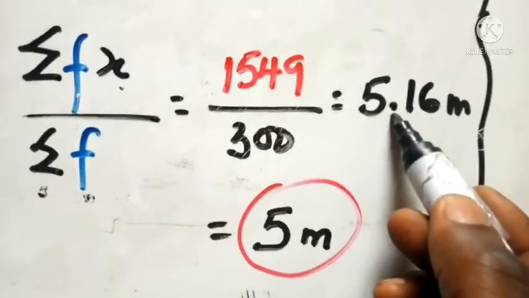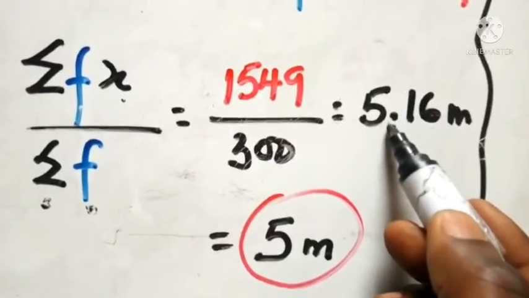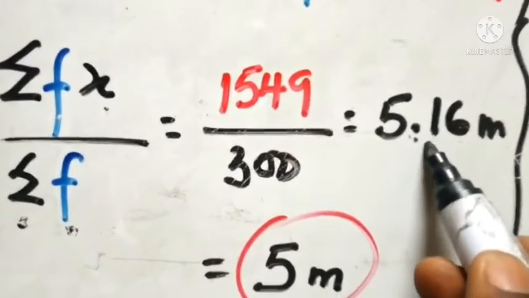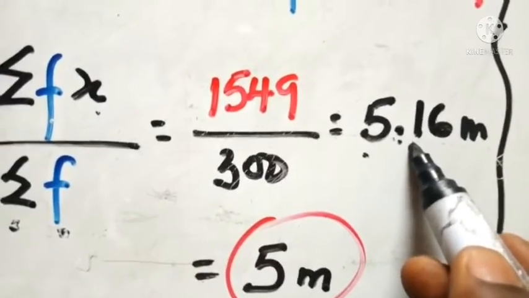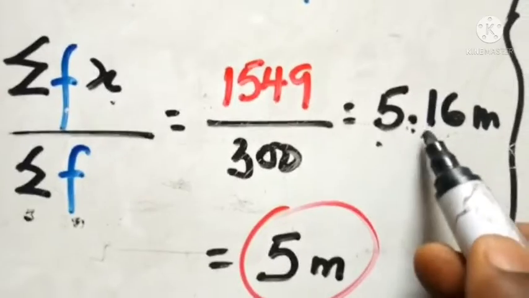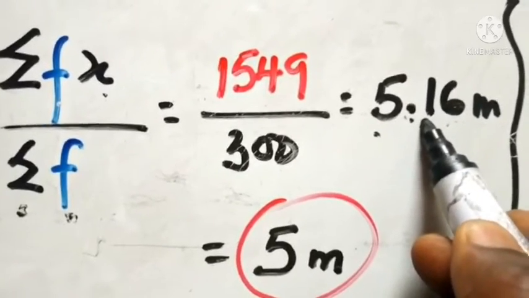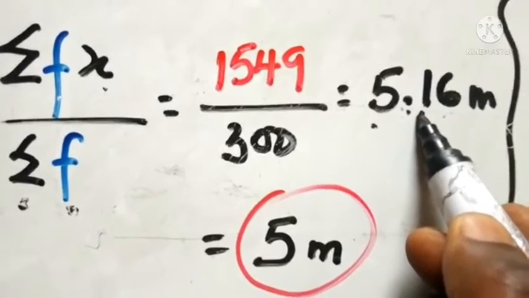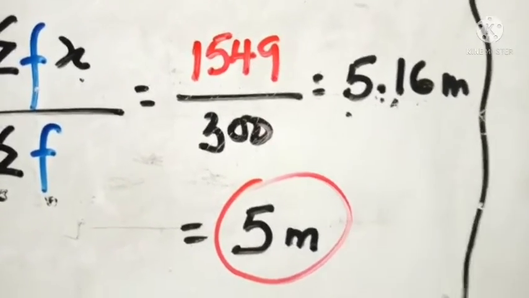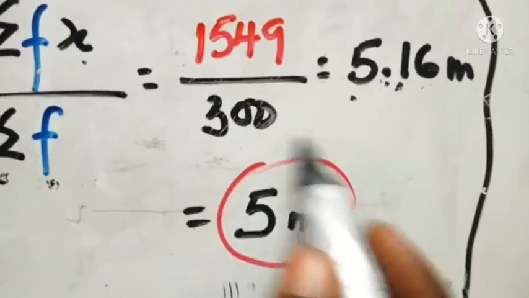You just check the number just after the point, which we call the decimal point. If it is 5 or more, you add 1 to the previous digit. But if it is less than 5, you leave it as it is. Here, the one digit after the decimal point is less than 5, so we leave it as it is.